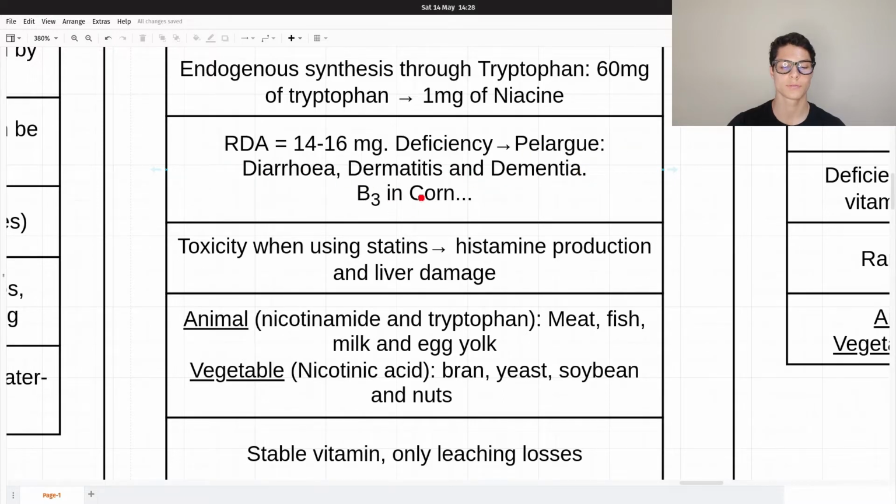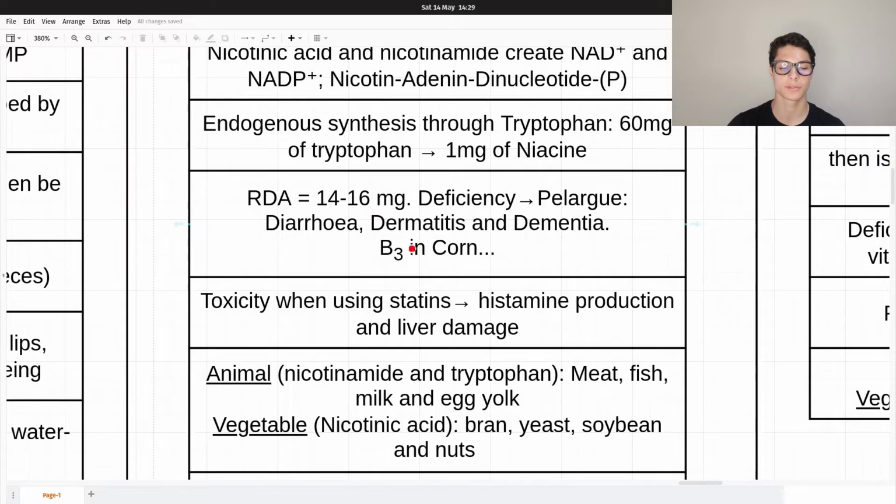And this was very common in America, since in corn there is a lot of vitamin B3, but the B3 is not bioavailable because there is an anti-nutrient in corn that will block its absorption. So people will actually get corn as the main cereal source, main carbohydrate source, and they will get deficiency of vitamin B3, and they develop the pelagra in America.